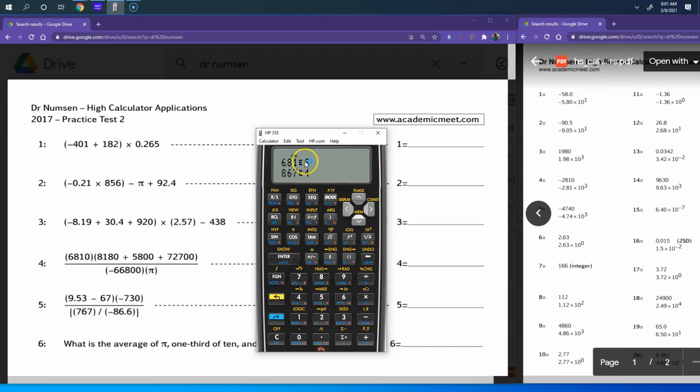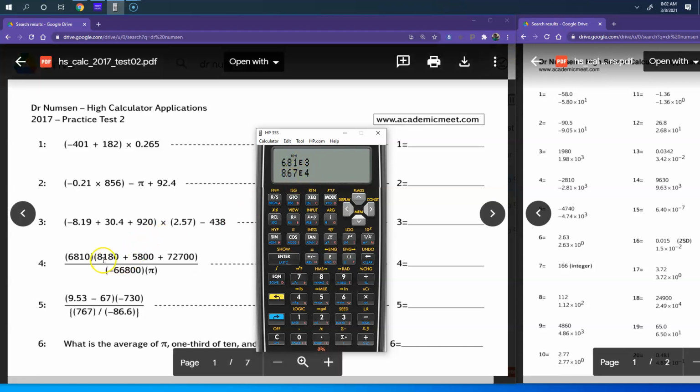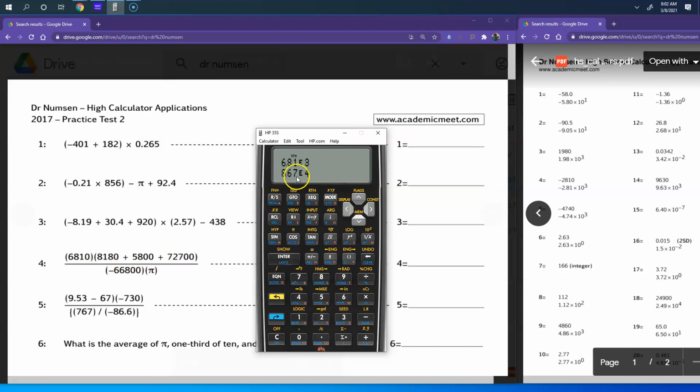Now you have what you had before, 6,810 in the first memory, and now you have the 3 numbers that you added. They're right here, 8.67 times 10 to the fourth. So what you're going to do with these two is multiply, and then you're going to save in the stack. Now you're going to type in what's in the denominator, 66,800. And remember, you have a negative. Keep that in the stack, the second memory.